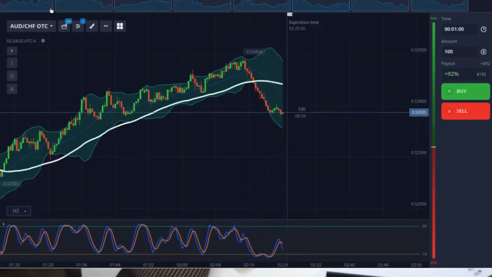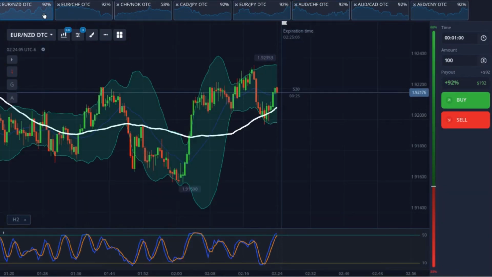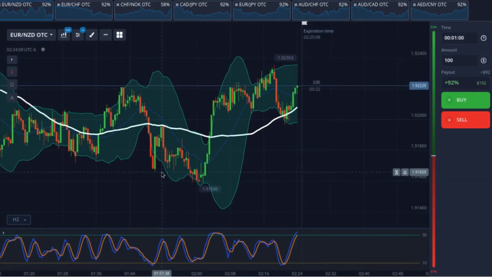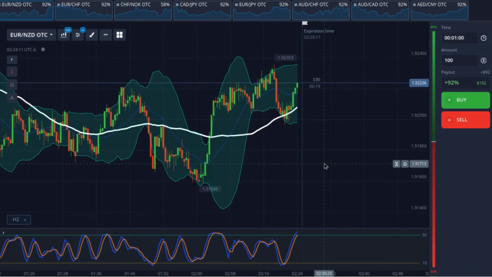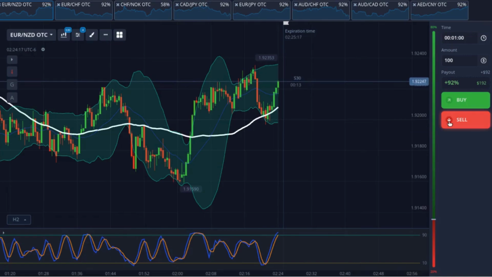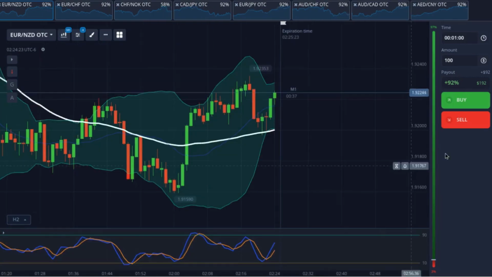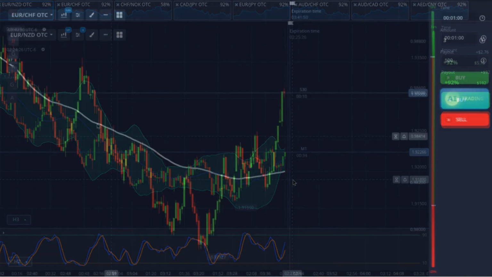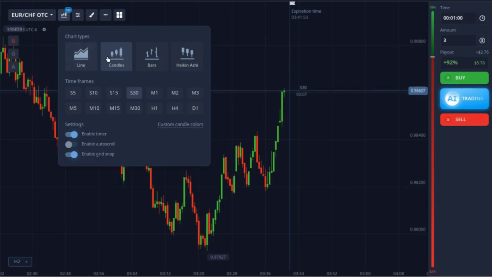The strategy that we are going to be using is 30-second candles, Bollinger Bands, stochastic oscillator, and support and resistance. This strategy has been proven to work for me time and time again. I'll go over the settings of the strategy, then I'll show you some live trades so you can see it in action. First, you'll need to be on candle and pick 30-second time frame.